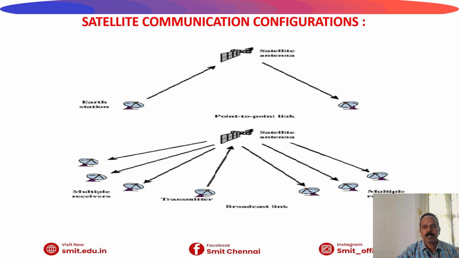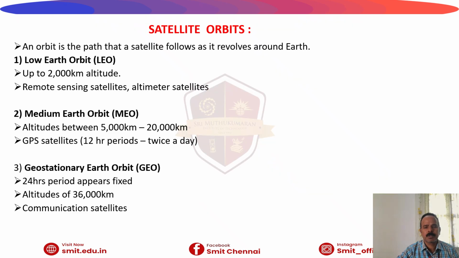Generally, the satellite communication configuration can be a point-to-point link communication, or it can be a multi-point or broadcast link communication. In the point-to-point communication link, there is only one transmitter and one receiver between the earth station and the satellite. In the multi-point or broadcast communication system, there are multiple transmitters and multiple receivers that can be connected via satellite communication. This is the important thing that we have to observe.